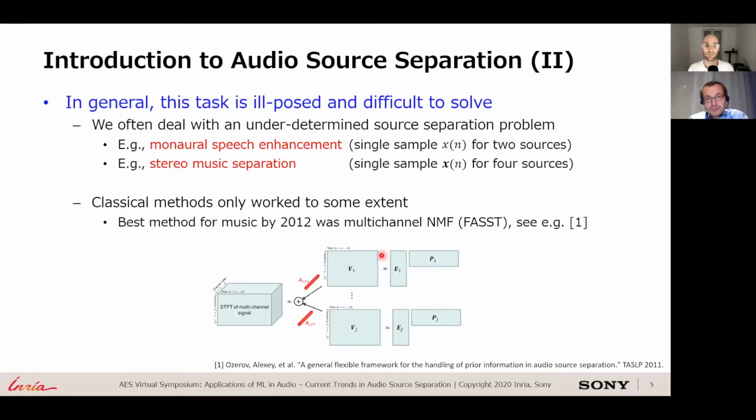The problem is known to be ill-posed, so it's an inverse problem, because we often deal with an underdetermined source separation problem. So very briefly what this means is that, for example, for monaural speech enhancement, we only have a single time sample x[n] for two sources, speech and noise. Or for stereo music separation, we have a single sample x[n] for 4 stereo sources: bass, drums, vocals and all the remaining instruments. And the classical methods that we knew until 2012 basically worked only to some extent.